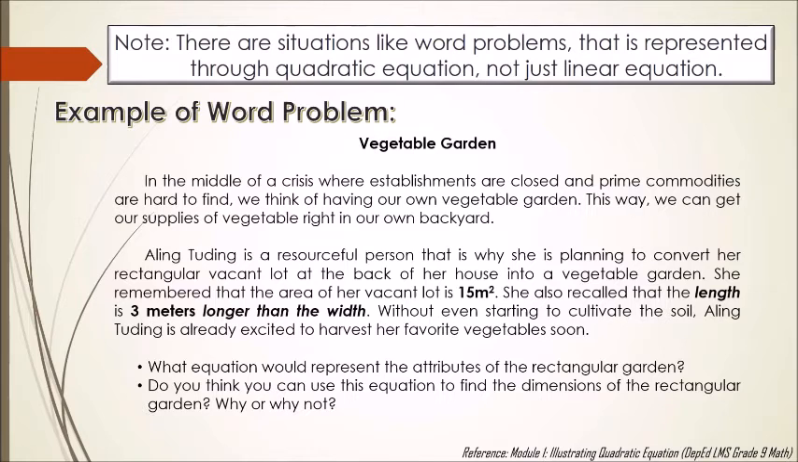Aling Tuding is a resourceful person. That is why she's planning to convert her rectangular vacant lot at the back of her house into a vegetable garden. She remembered that the area of her vacant lot is 15 square meters. She also recalled that the length is 3 meters longer than the width. Without even starting to cultivate the soil, Aling Tuding is already excited to harvest her favorite vegetables soon. At meron tayong tanong dito: anong equation daw ang magre-represent ng mga attributes ng kanyang rectangular garden? At sa tingin mo ba, magagamit mo itong equation na ito sa pag-determine ng iba't ibang mga dimensions ng rectangular garden? Why or why not?